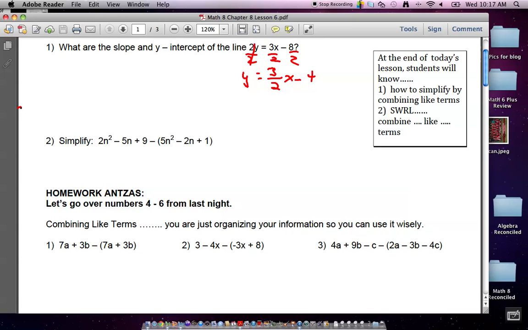Now, what is the slope? Elizabeth? 3 over 2. Very good. Remember, we use slope and move for slope. And what's the y-intercept? Come on, talk to me. Y-intercept. Jeffrey, what do we get? Negative 4. Very good.